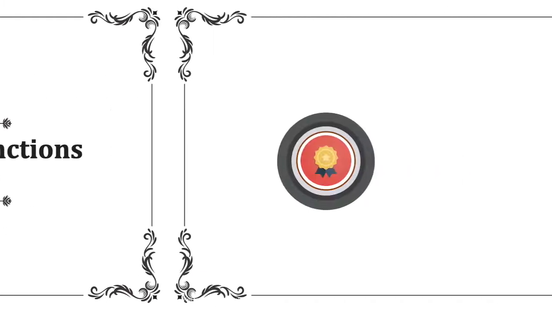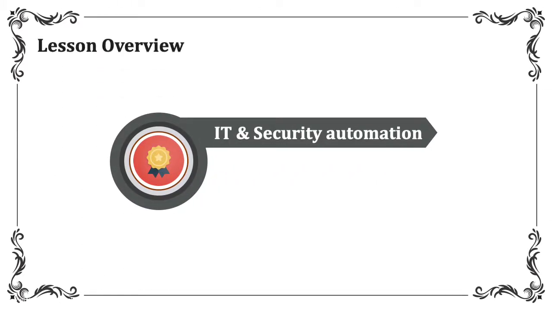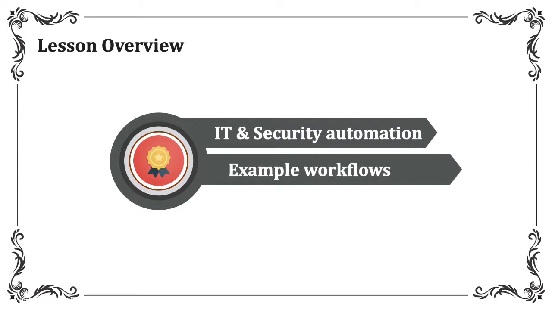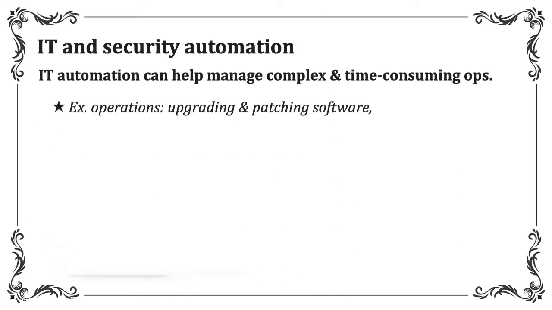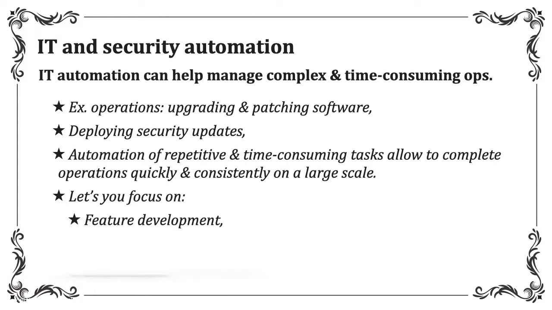Welcome back. In this lesson, we discuss how to better understand Step Functions capability by looking at the IT and security examples. IT automation can help manage increasingly complex and time-consuming operations, such as upgrading and patching software, deploying security updates to address vulnerabilities, selecting infrastructure, synchronizing data, routing support tickets, and more.